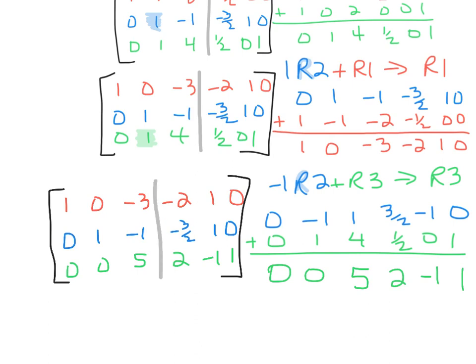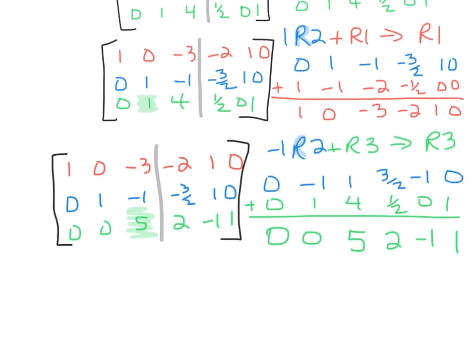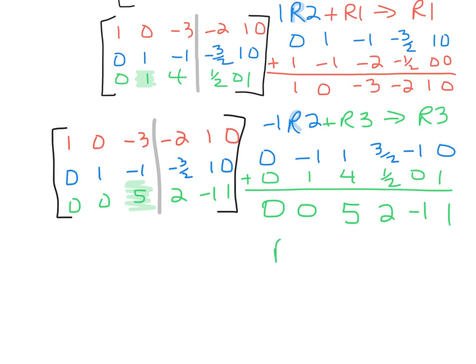I'm still not done. I'm done with column 1 and column 2. Now I need to work on column 3. Again, take care of the 1 first. So this 5 needs to become a 1. Again, remember to change something in your matrices to a 1. We're dividing. So I'm going to divide row 3 by 5.